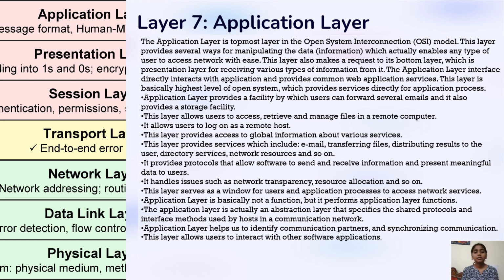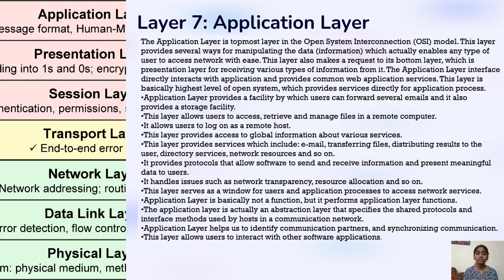So the seventh layer is the application layer. The application layer is the topmost layer in the Open Systems Interconnection model. This layer provides several ways for manipulating the data, which enables many types of users to access the network with ease. This layer also makes a request to its bottom layer, which is the presentation layer, for receiving various types of information from it. The application layer interface directly interacts with the application and provides common web application services.